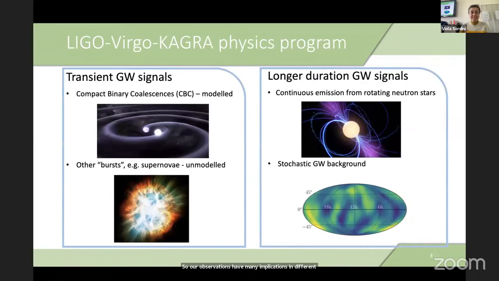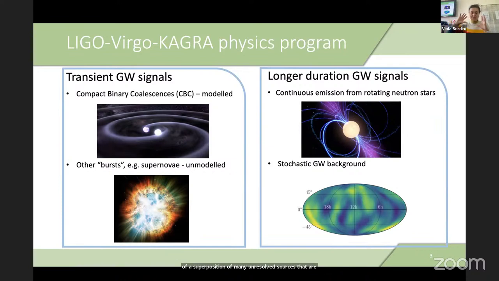So there are many systems that can lose energy through gravitational waves. We try to search for many different signals. We typically divide these signals in two broad categories, the transient ones and the longer duration ones. So the transient ones are, for example, the gravitational wave signals that are emitted by a coalescence of two binary objects, or the ones emitted from a supernova explosion. And then longer duration signals are, for example, gravitational wave emission from pulsars, which are fast rotating neutron stars, or what we call the stochastic gravitational wave background, which is the superposition of many unresolved sources that are too far away to be detected individually.